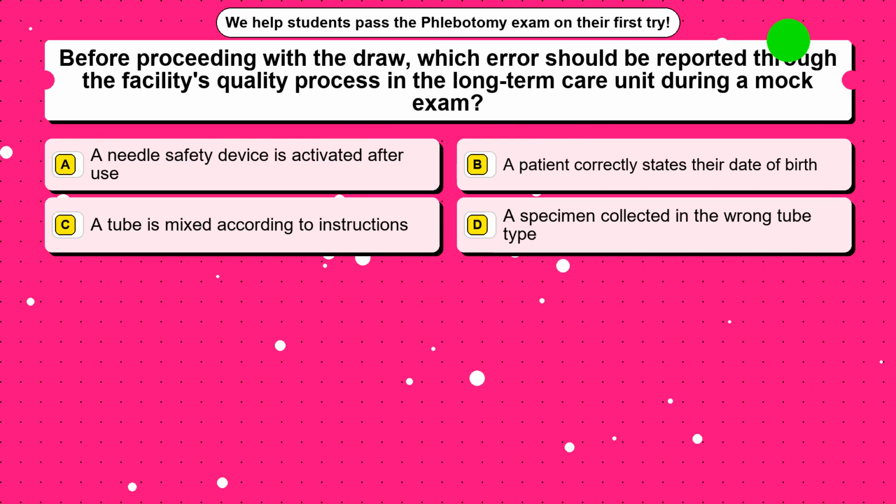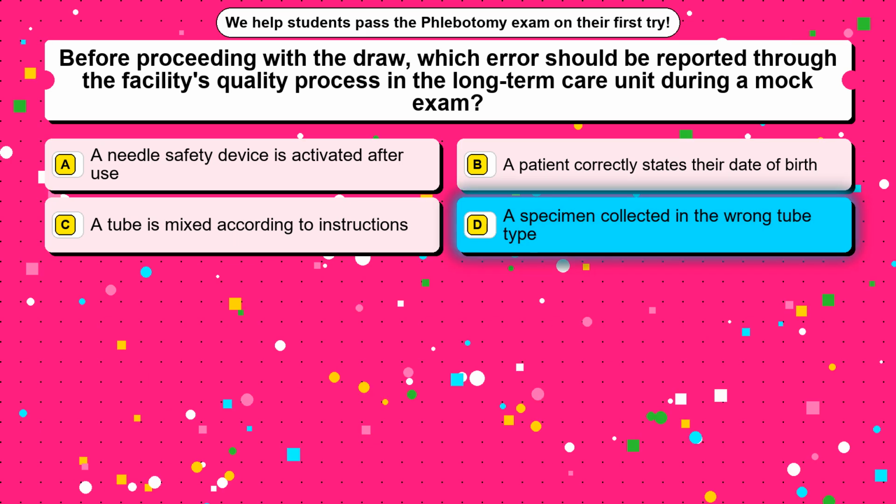Question 98. Before proceeding with the draw, which error should be reported through the facility's quality process in the long-term care unit during a mock exam? Option A. A needle safety device is activated after use. Option B. A patient correctly states their date of birth. Option C. A tube is mixed according to instructions. Option D. A specimen collected in the wrong tube type. The correct answer is option D. A specimen collected in the wrong tube type.